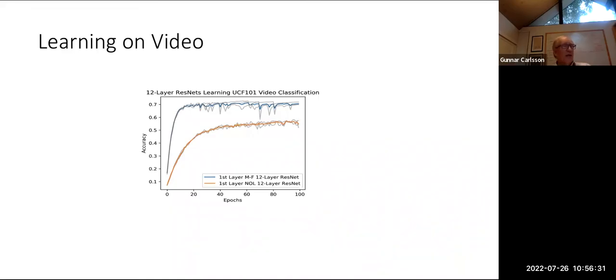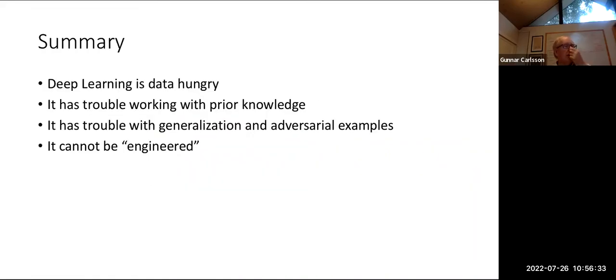Okay, and let me just finish then by saying, here's a summary. Deep learning is data hungry. Deep learning typically uses a lot of data. It has trouble working with prior knowledge. It has trouble with generalization and adversarial examples, and it cannot be engineered. By the way, I'm quoting here, this really comes from a paper by Gary Marcus, who wrote a sort of friendly critique of deep learning, and these are the points that he came to.